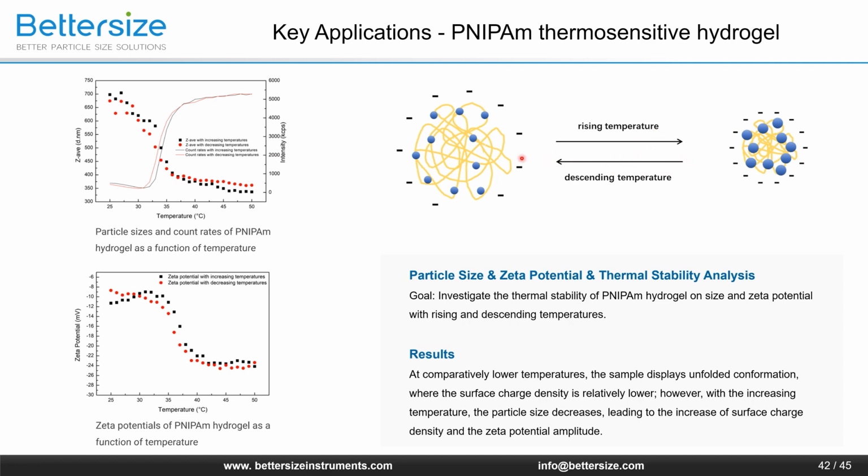In this application, we characterize the sizes and zeta potentials of a NIPAM hydrogel with the change of temperature and study the impact of solution environment on its structure. During the temperature raising process, the particle size of NIPAM hydrogel decreases when temperature increases, while the count rate gradually increases. When it eventually reaches 50 degrees Celsius, the particle size is reduced to around 350 nanometers. Obvious hysteresis of the phase transition can be observed in the heating and cooling cycle.